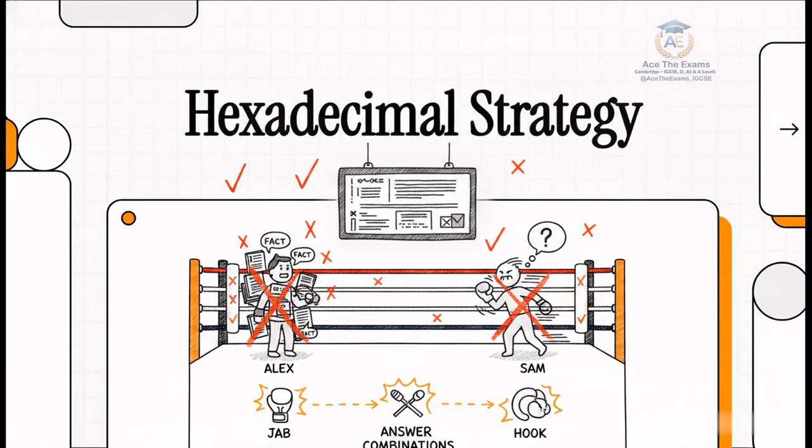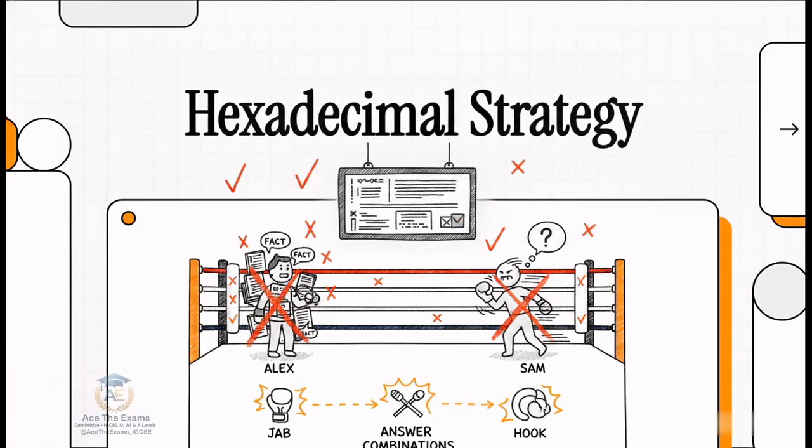Today, we are completely transforming how you handle this. We're taking hexadecimal representation from being just a memorized, isolated fact and turning it into a high-scoring, practical, undeniable exam strategy. Think of this explainer as your ultimate training camp for the Cambridge exam. Your new mantra? Float like a concept and sting like evidence. Jab, cross, hook, these are your answer combinations, and we're going to perfect them.